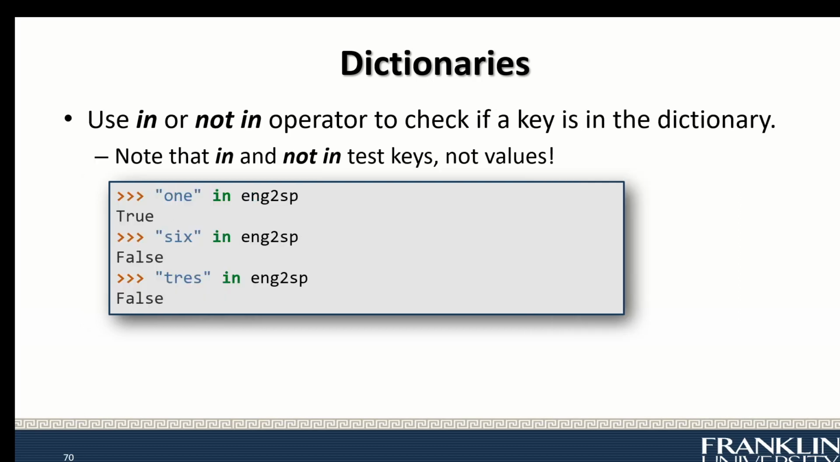The in and not in operators work on the dictionary too. When you're using in and not in, they check for the key, not the value. They can only check for the key because you get the value from the key. So in order to check the value, they would have to look at everything. But the key is something they can easily check. So in the English to Spanish dictionary, does it have a one key, six key, or tres key? All right, don't forget these are keys, not the values.